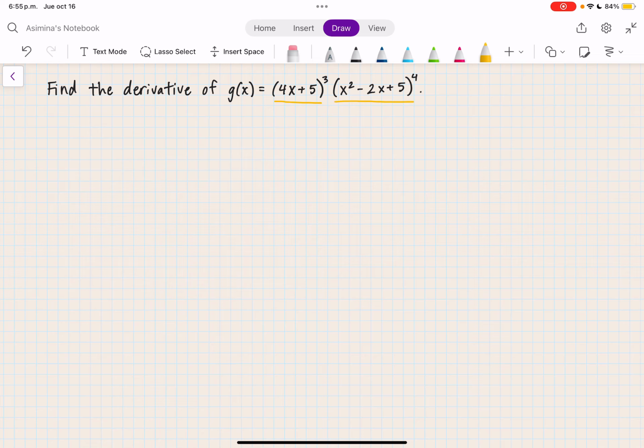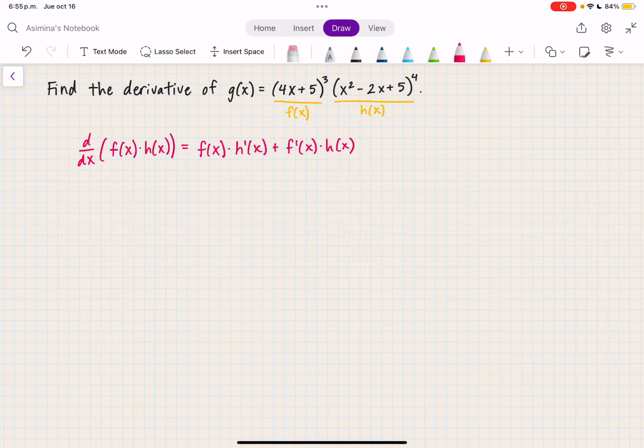So let's call the first thing f of x and the second thing h of x. What does the product rule tell me? The product rule tells me that if I'm taking the derivative of a product of two functions, let's say f times h, then the derivative is f of x times the derivative of h of x plus the derivative of f of x times h of x.